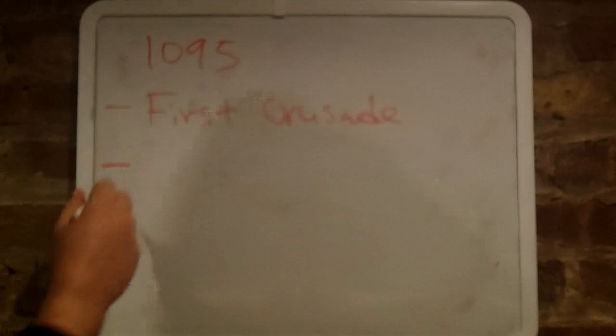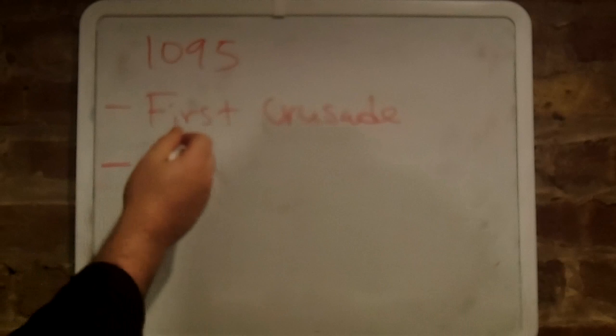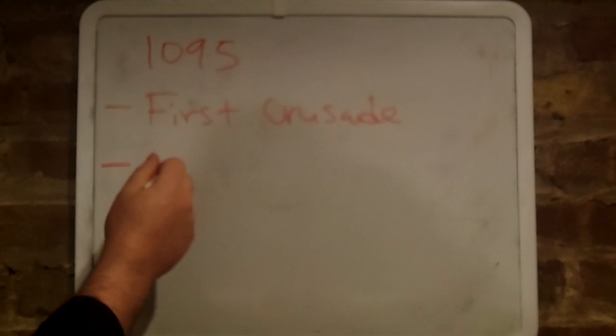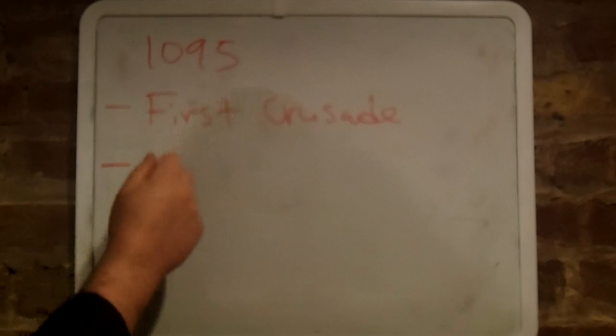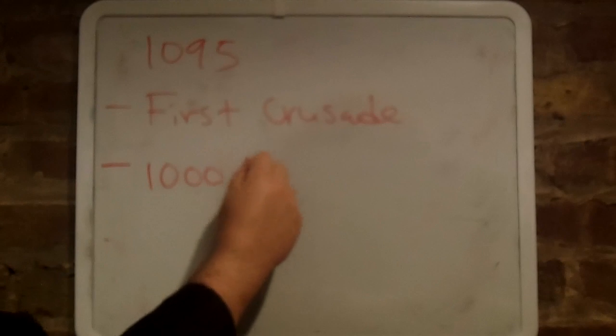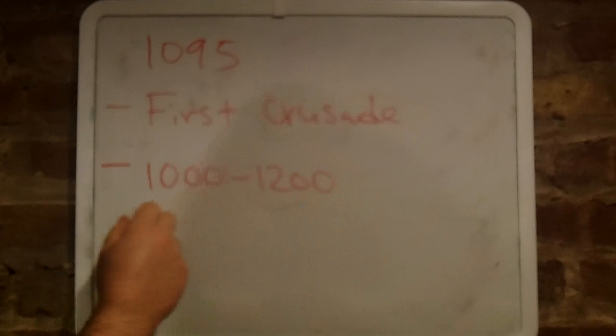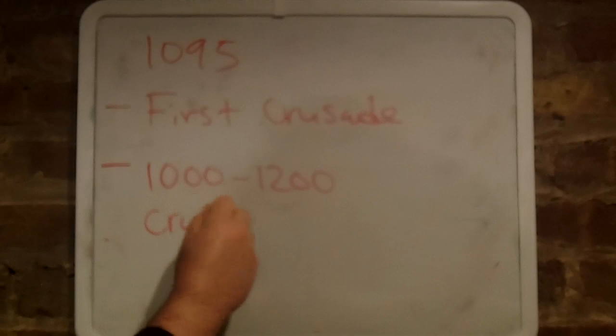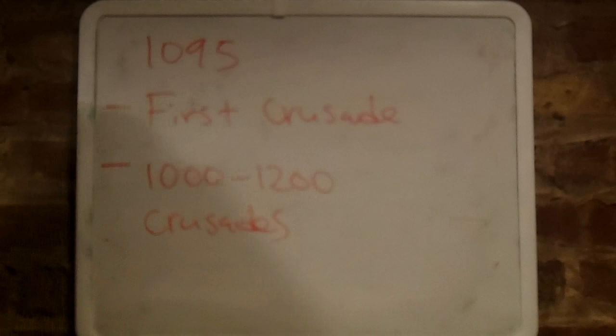And there were several other crusades that followed. I believe there were, I want to say, 10 or so crusades. So it was a period of about 200 years of these series of religious crusades against the Muslims in the Middle East.